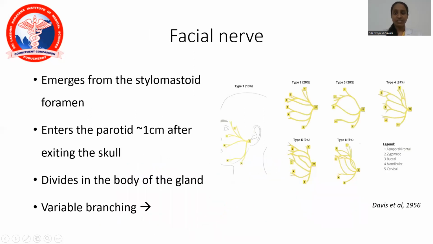The anatomy of the facial nerve and its relation to the parotid gland is very important because identification of the facial nerve is a main step in parotid surgery. The facial nerve exits the skull through the stylomastoid foramen and enters the parotid approximately 1 centimeter after exiting the skull. So the facial nerve can be identified in its course before entering the parotid gland. It divides the body of the gland, as we discussed before, into a superficial and deep lobe, and it has variable branching. Here you can see the various types of facial nerve branching.